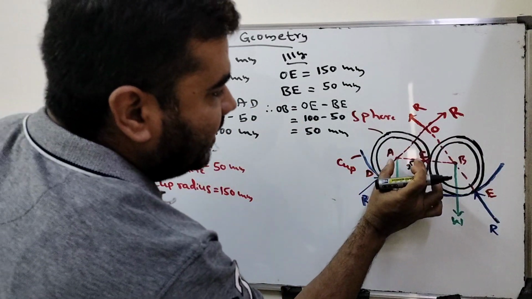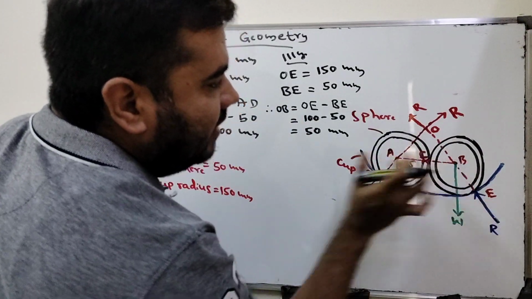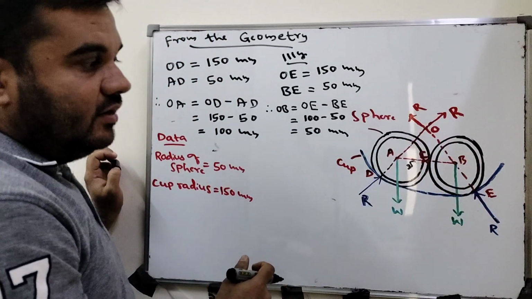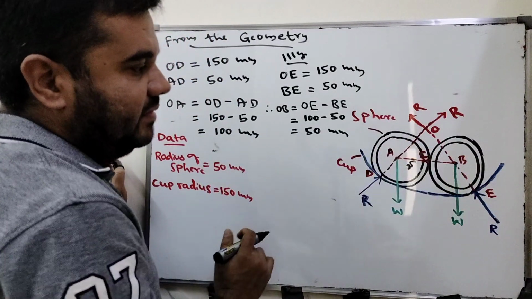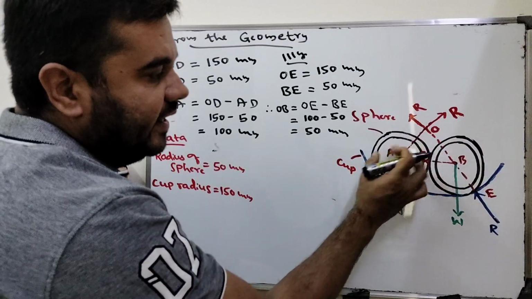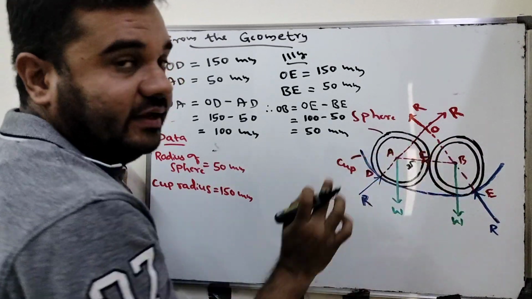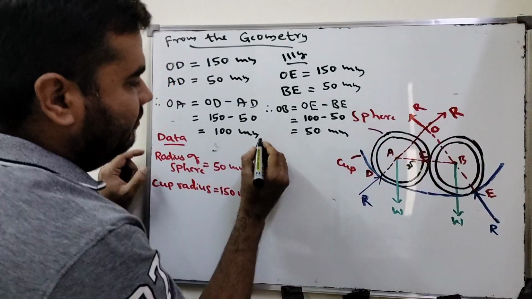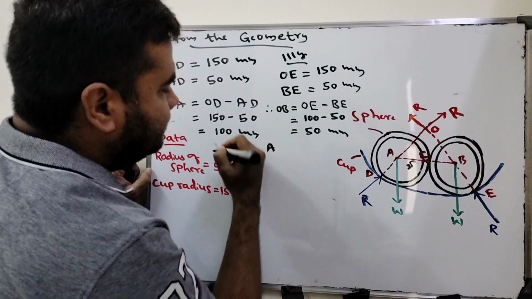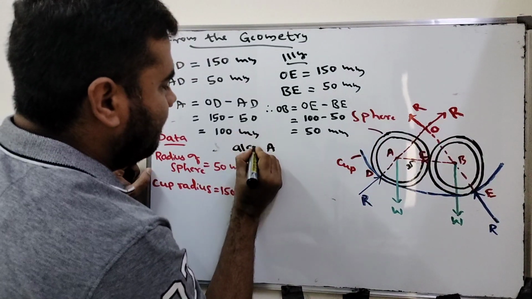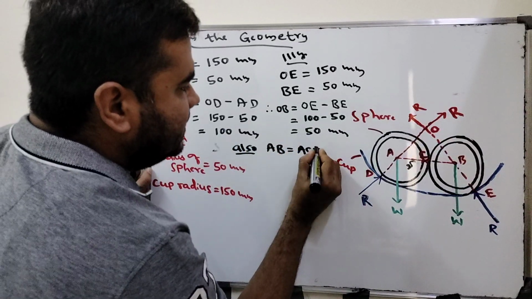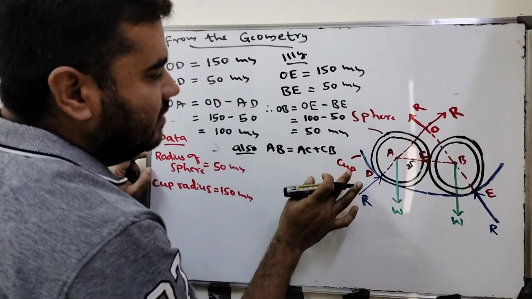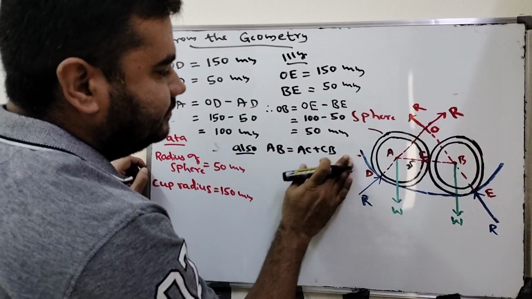Now, can we calculate the AB? AB, how much from the geometry? AB is AC plus CB. AC is how much? Radius of the sphere is 50. And CB is also 50. We can calculate that. AB equals AC plus CB, right? Just I'll remove this here.